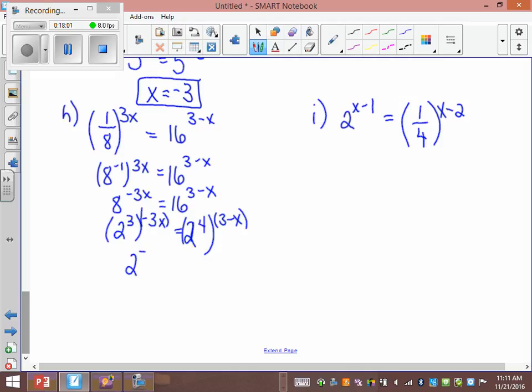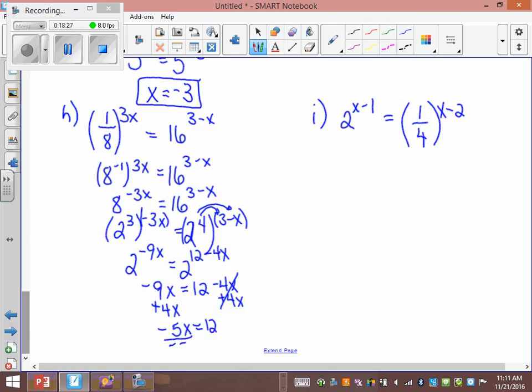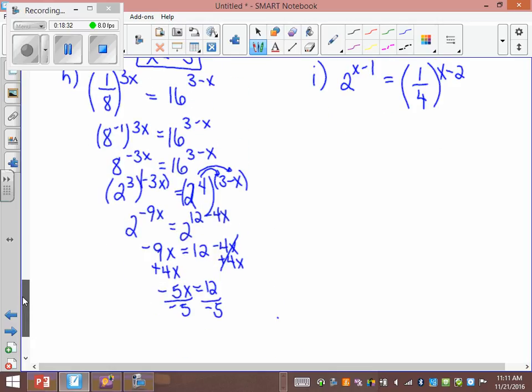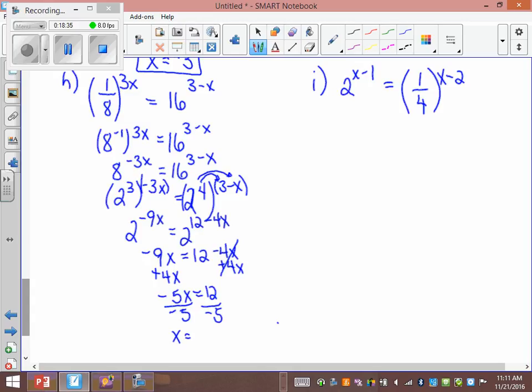So I'm going to get 2 to the negative 9x equals 2 to the 12 minus 4x. Now I have the same base, so I can go negative 9x equals 12 minus 4x. I'm going to move this, add 4x. So I get negative 5x equals 12. Divide by negative 5. And I get x equals negative 12 over 5, or 12 over negative 5, same thing.